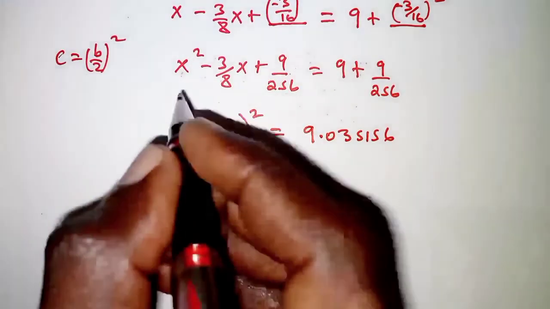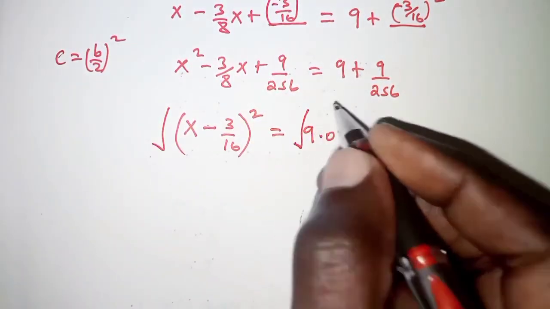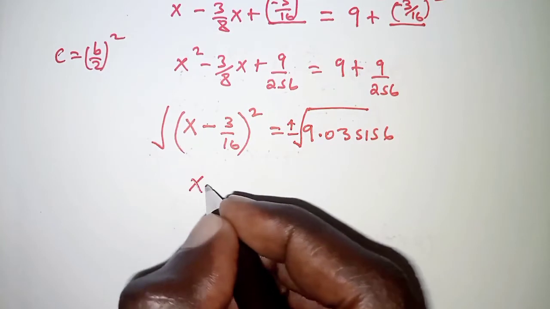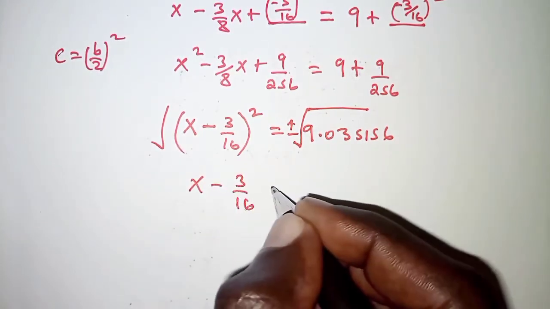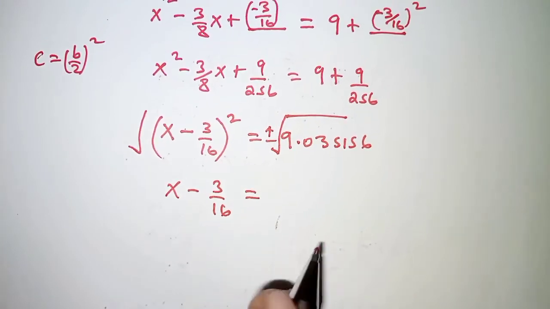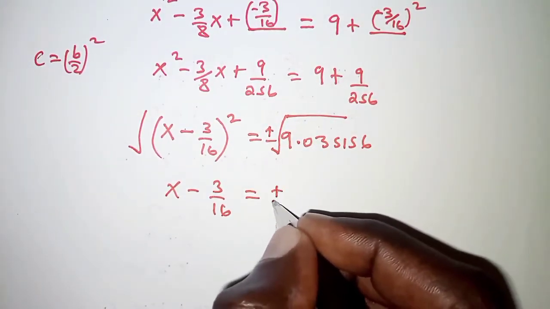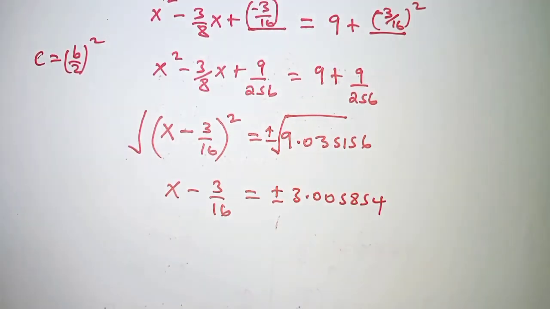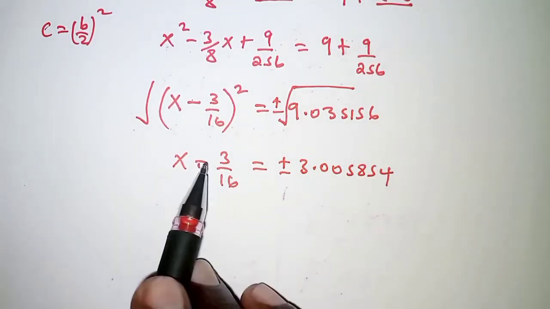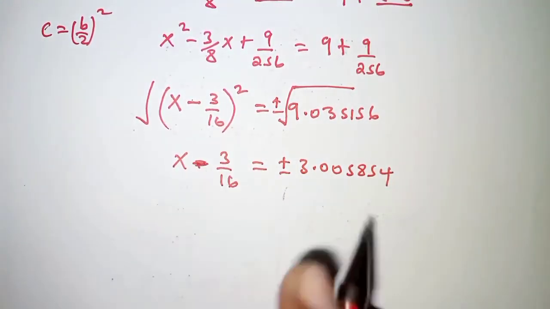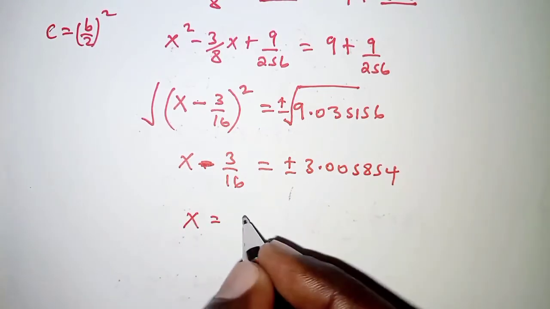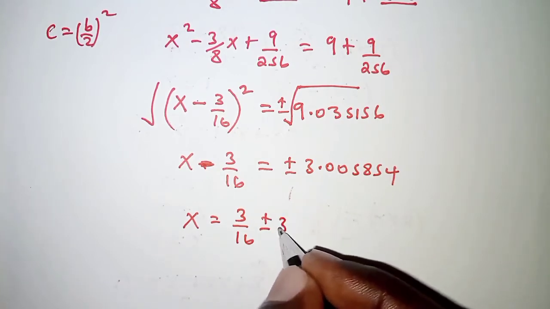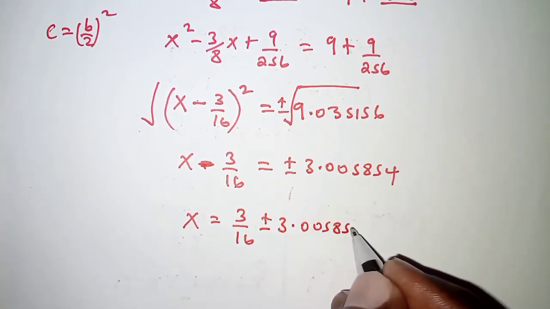And then the next thing is to find the square root on the left hand side and right hand side. And what this will give us is x minus 3/16 on the left hand side, and on the right hand side this is plus or minus 3.005854. And then we'll take this to the right hand side, negative 3/16. Sorry, this is negative. So we have x is equal to positive 3/16 plus or minus 3.005854.